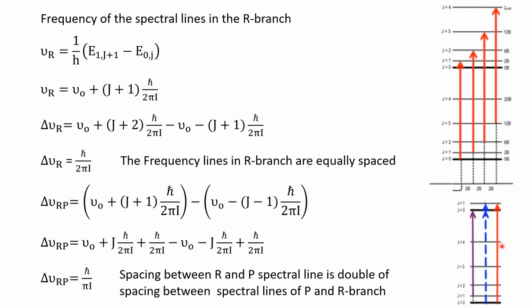For example, this is the lowest frequency in the R branch, and this is the highest frequency in the P branch. So we can calculate the spacing between these two by this relation. So J plus 1 and J minus 1. After the simplification, we have this value. This means that the spacing between the R and P line is double the spacing between any two lines of the R or P branch.